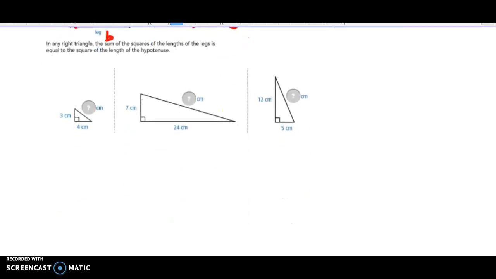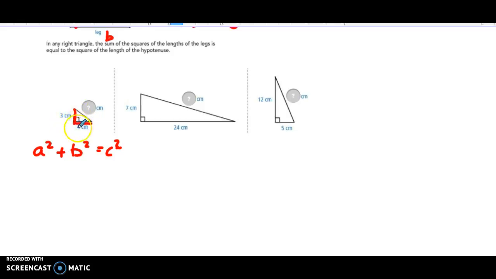So here's how you will use this. Always start by writing your formula, A squared plus B squared equals C squared. Next, I'm always going to substitute what I know. I know the legs in this example. I have a right triangle. That's the first thing I need to check for. And my legs are 3 and 4.